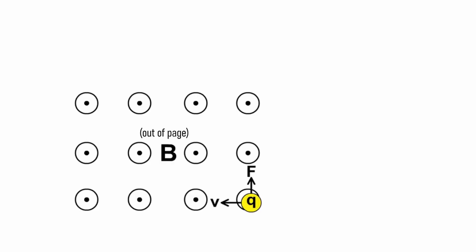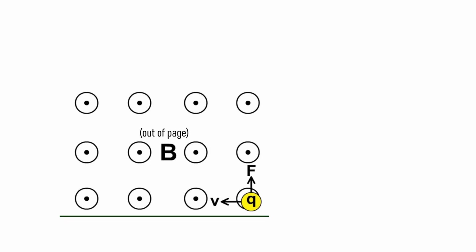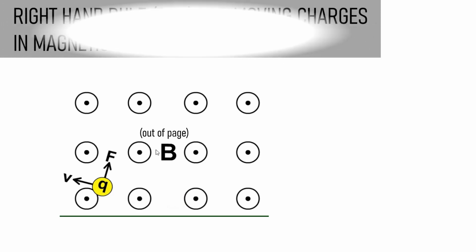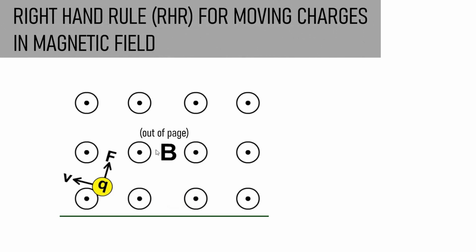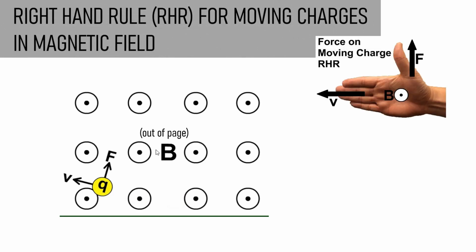It's important to know that the magnetic force acting on the charged particle is 90 degrees to the velocity of the particle. As you can see in this diagram, if the particle is heading in this direction, you will see that the force here is 90 degrees to its velocity. We can actually predict the direction of the magnetic force or velocity or magnetic field by using a rule known as the right-hand rule for moving charges in a magnetic field.